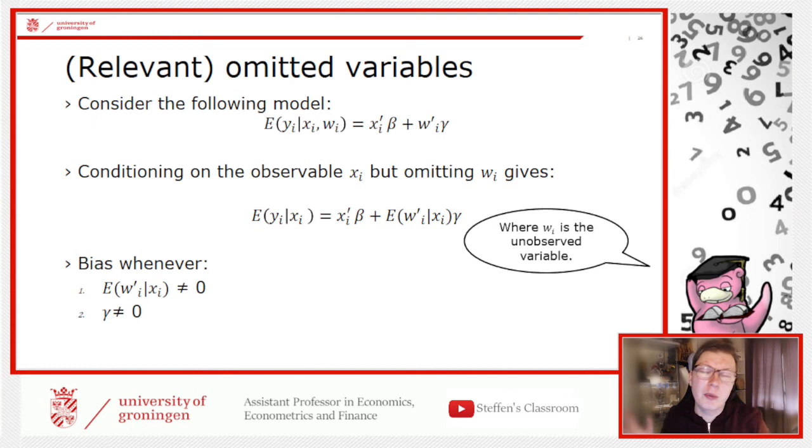So please notice here, bias is only observed in this case if two things come in: A, there is some correlation between your observed and unobserved variables, and B, that it's relevant. Relevant simply meaning that it's non-zero, this estimate here, this impact, so to speak, right?